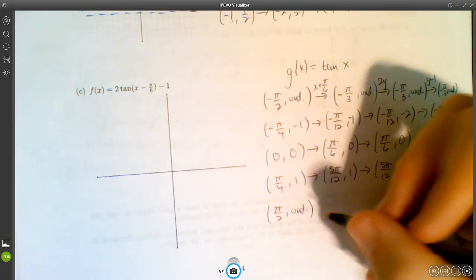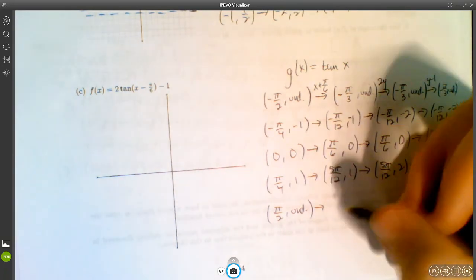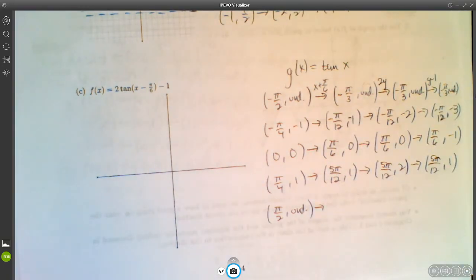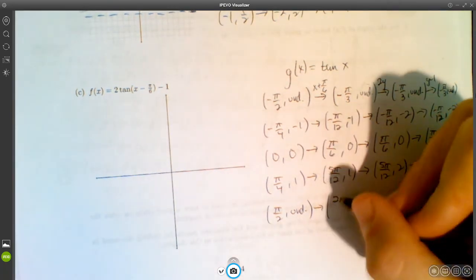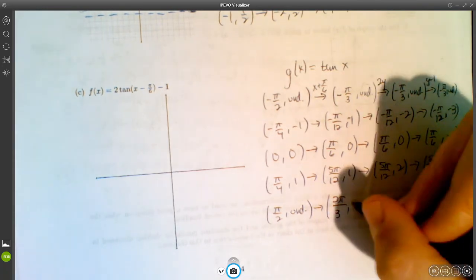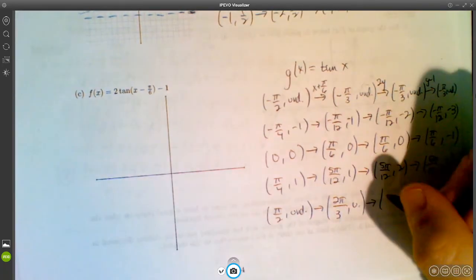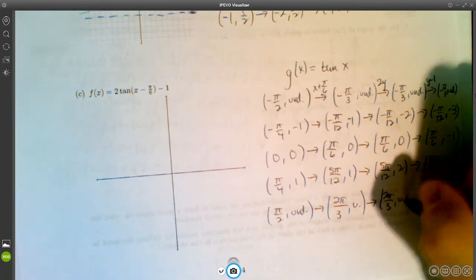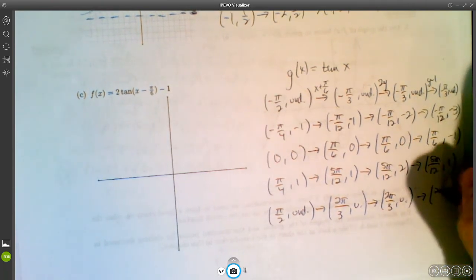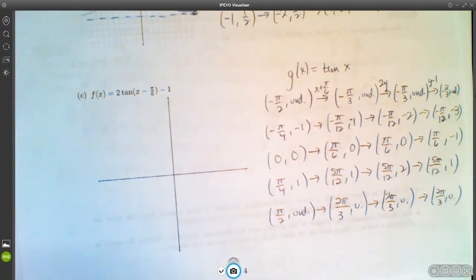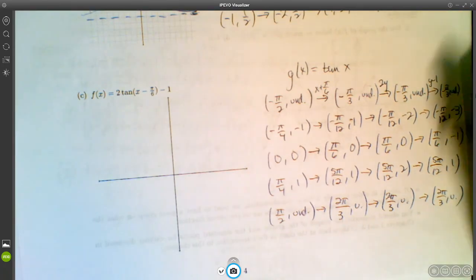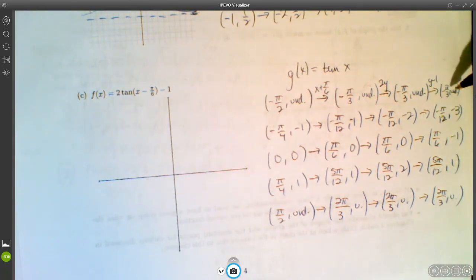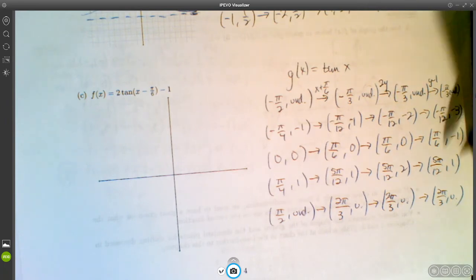And then finally, for my last asymptote, I'm going to add pi over 6. So that's 2 pi over 3. So I have an asymptote at 2 pi over 3. Okay. So let's graph this then, right? So these are the points that we want to plot. Negative pi over 3, negative pi over 12, pi over 6, 5 pi over 12.